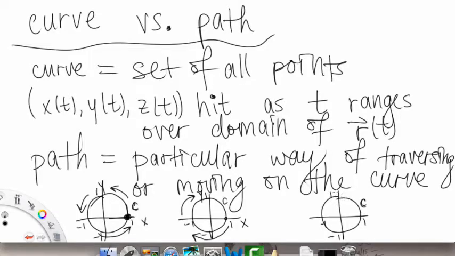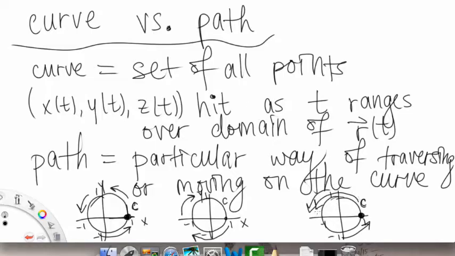But instead, now let's say that theta goes from 0 to 4 pi. So what that means is we're going to start here at 0, and it's going to go around. Okay, so we're going to go around, reach 2 pi, so we're going to come back here, but we're going to keep going. So we're going to go around.